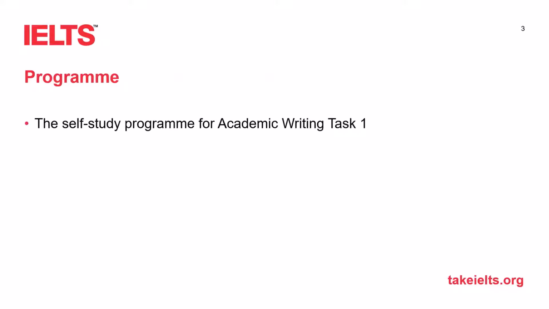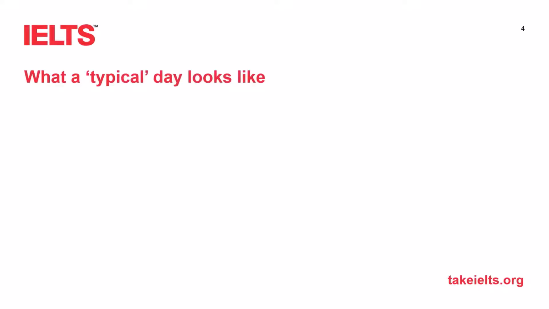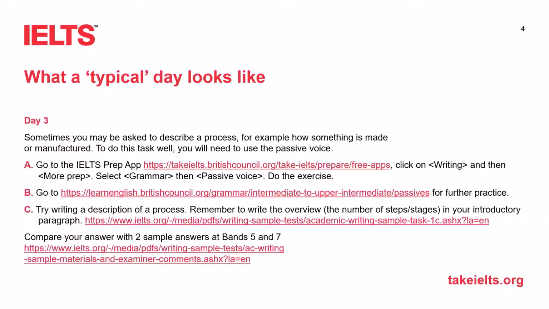Right, so this is what we're going to do. We're going to go through the self-study program for academic writing task 1 so you can see how it develops and what you need to do. We'll do the same for academic writing task 2. We'll look at some top tips for helping you to improve your writing, and then we'll very briefly summarise what we've looked at. But first, let's look at what a typical day looks like.